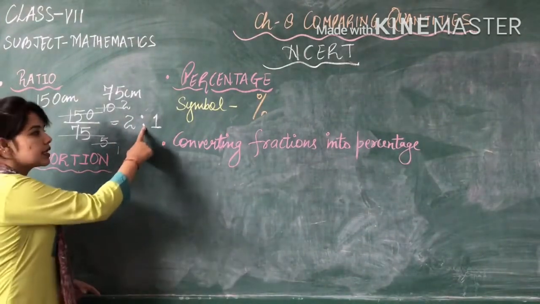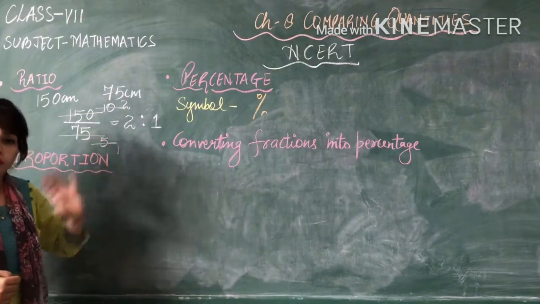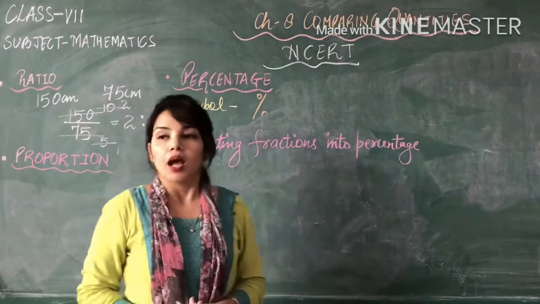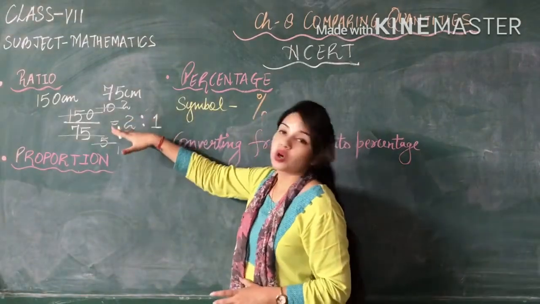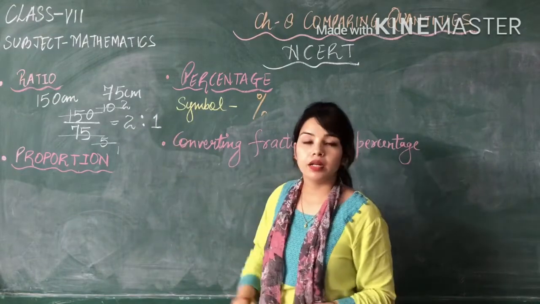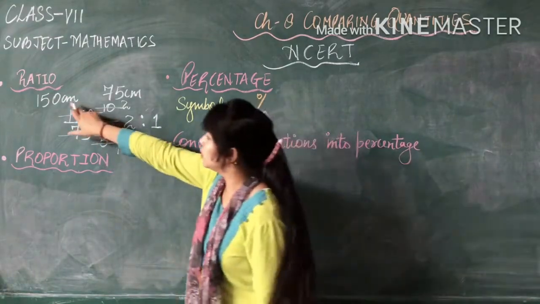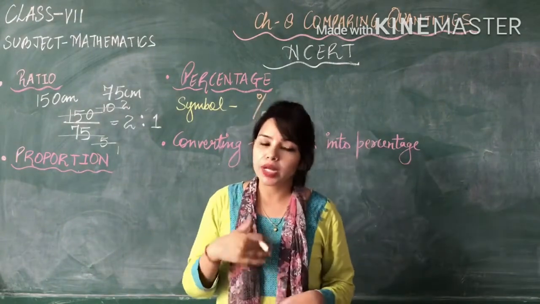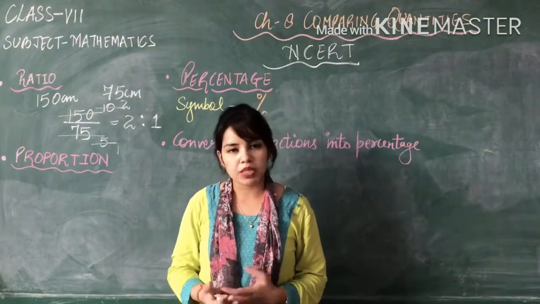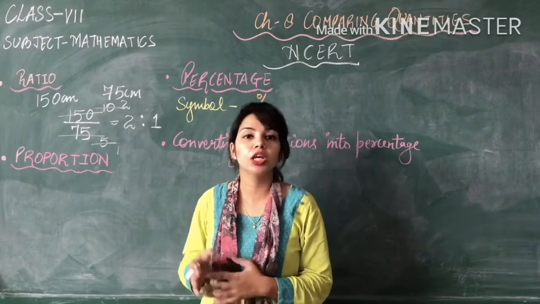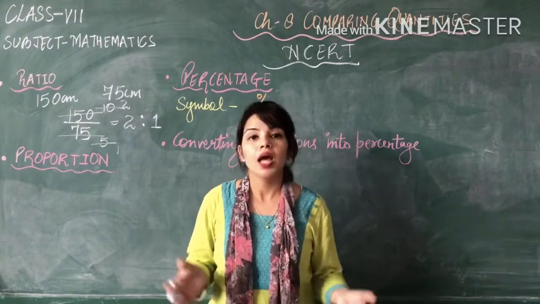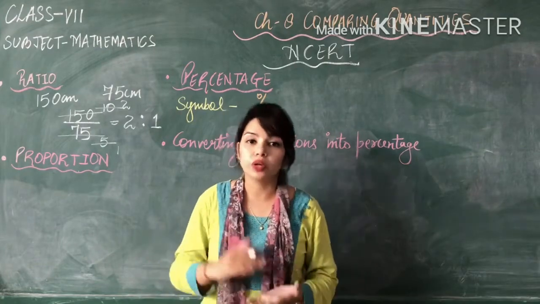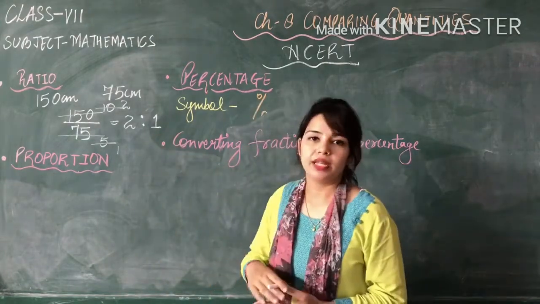2:1. This colon is known as the ratio. We call it 2 is to 1. Now, make sure whenever you are writing any numbers in ratio form, both the units should be the same. If both the units are not the same, you can convert and make both the units the same. Suppose one quantity is given in kilograms and the other one is given in grams, then convert the bigger quantity into the smaller one. Convert kg into gram. Okay? And then do like this.